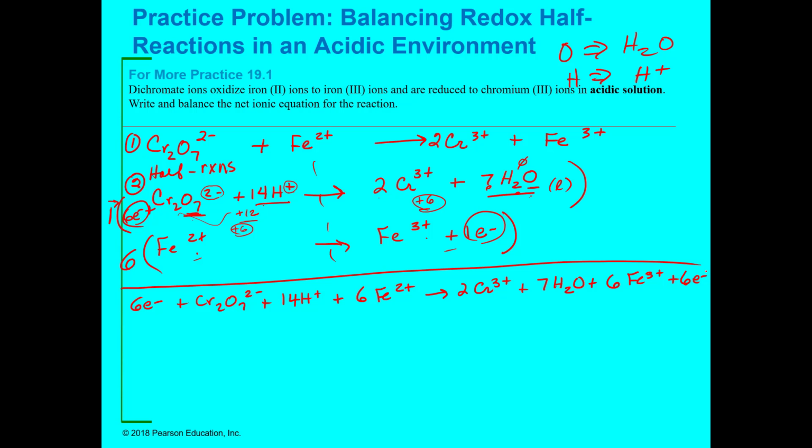Did I get everything? Okay. All right. So I now have 6 electrons on both sides. So anything on both sides of the arrow cancels. And so I marked those electrons out. And so my final step, I have Cr2O7 2 minus plus 14H plus 6 Fe2 plus give me 2 Cr3 plus 7 H2O plus 6 Fe3 plus.